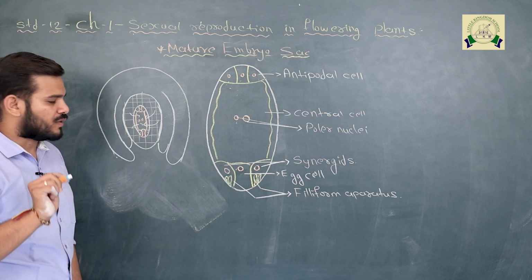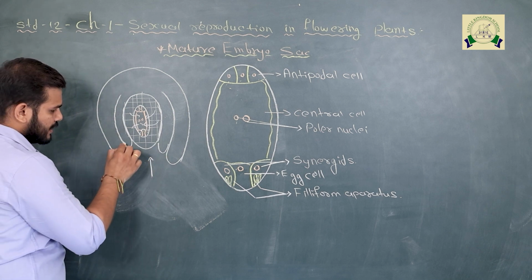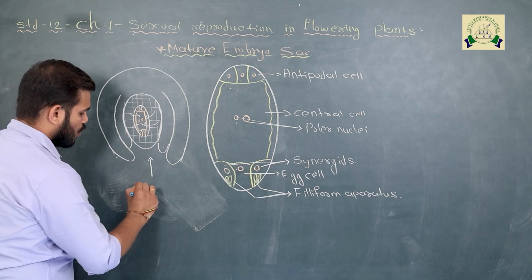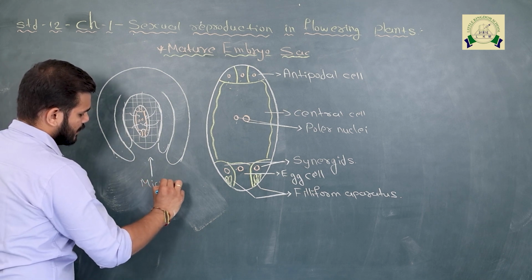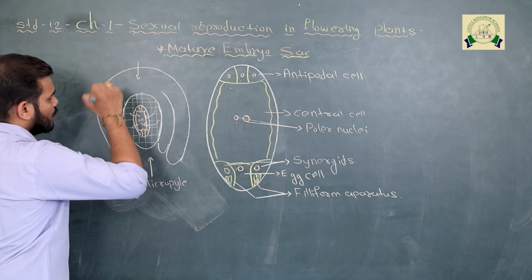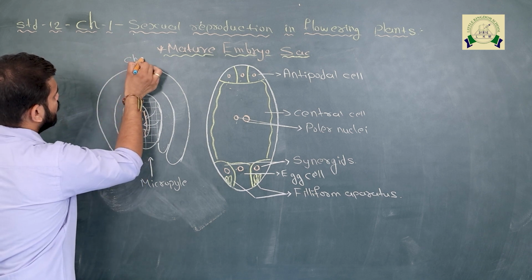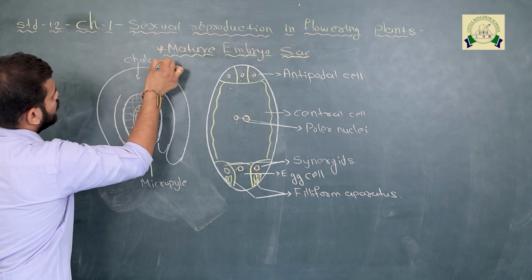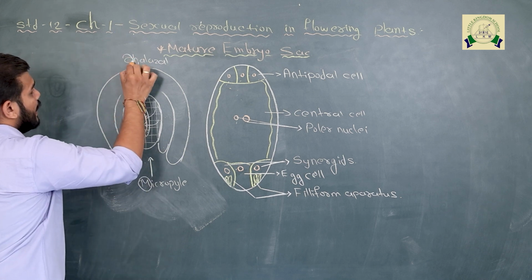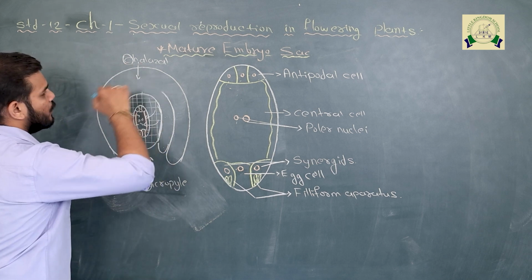Now one more thing. The end at which these particular integuments are absent is called micropyle end, and the end where these particular integuments are present is called chalazal end. So M and C are short forms. M is for micropyle and C is for chalazal.